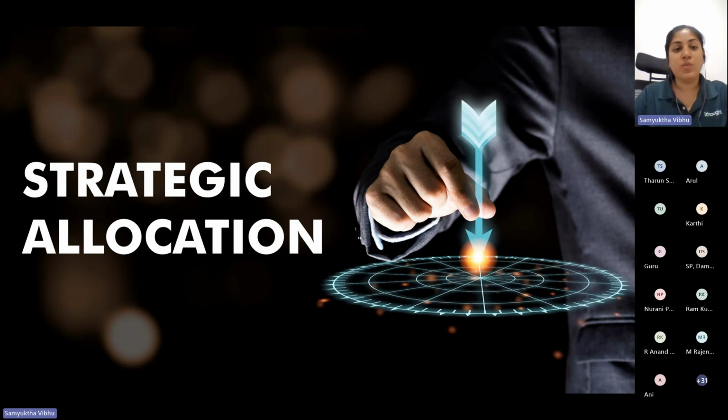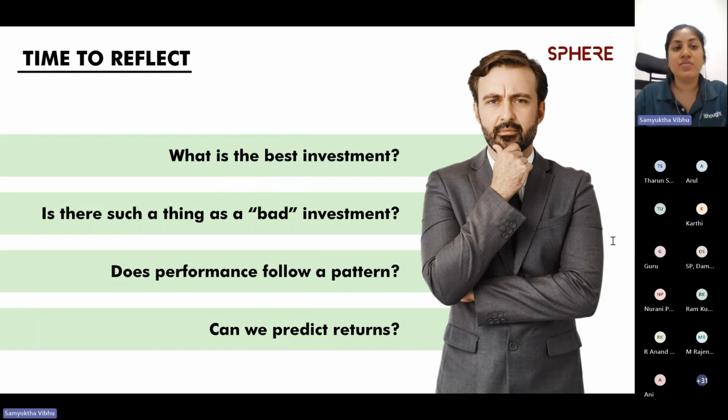So moving on to part one, which is our strategic allocation. Let's spend a couple of moments reflecting on what we know about our journey as investors. What do you think is the best investment? And do you think there's something that can be a bad investment per se? And do you think that performance actually follows some kind of pattern? Meaning, is there a way for us to predict returns if we can identify these patterns and see when they are replicating?